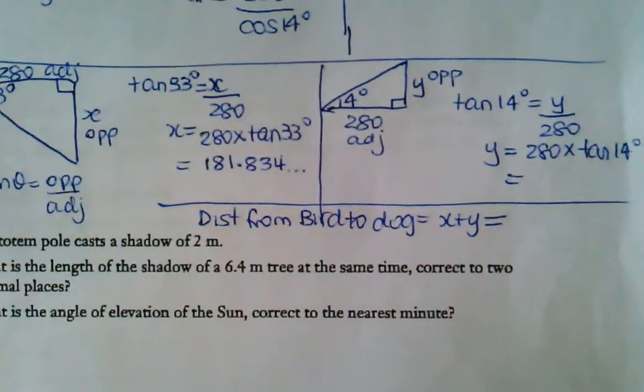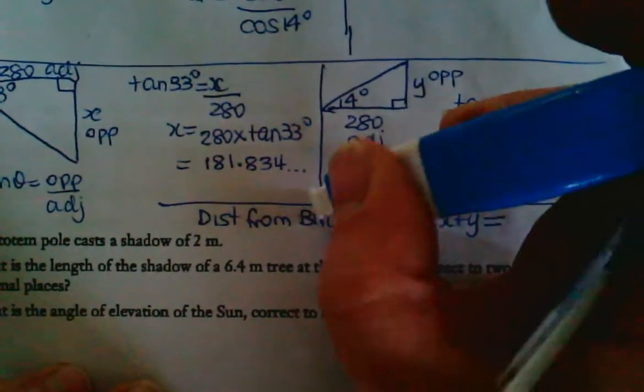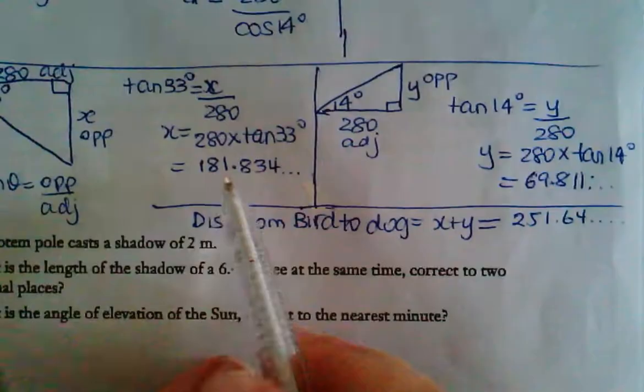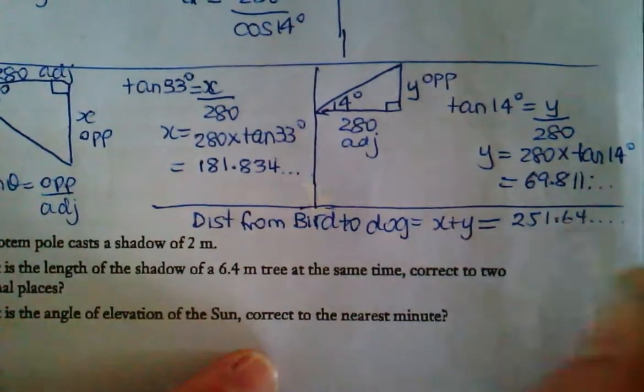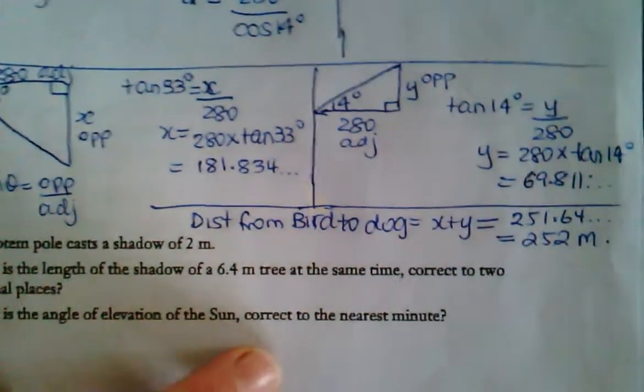What do you get? Anyone? And y distance, we get 251.64 approximately. To the nearest metre, it's 252 metres.